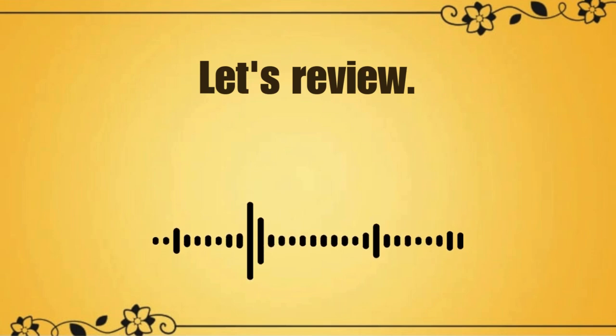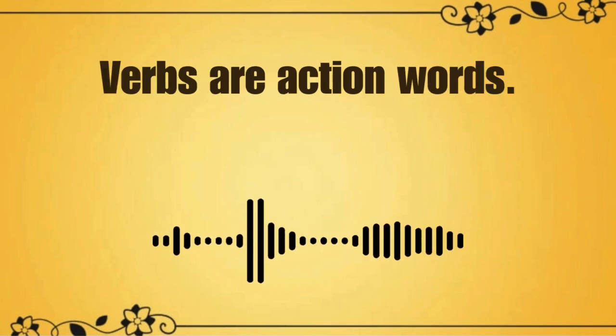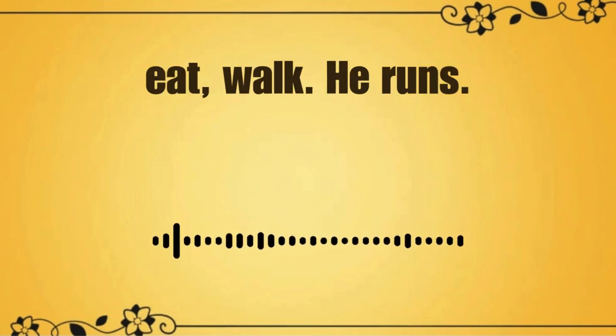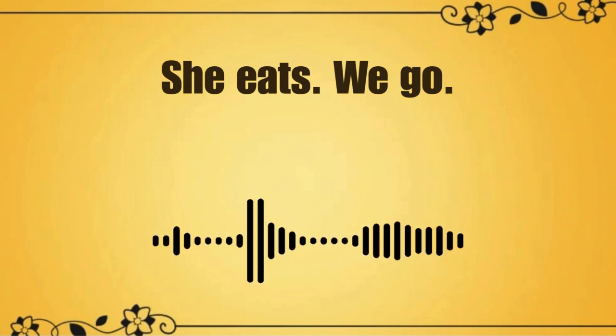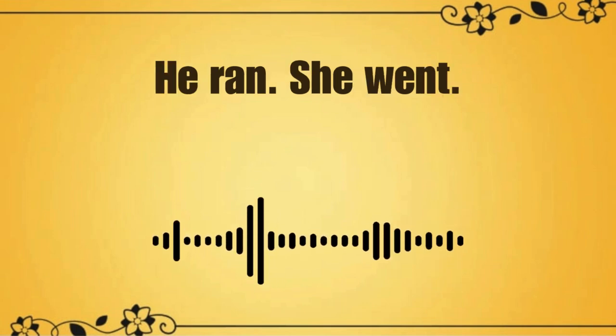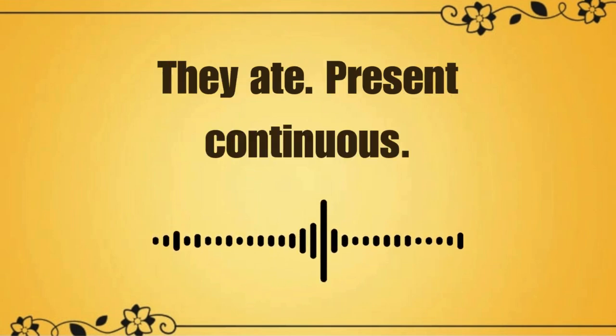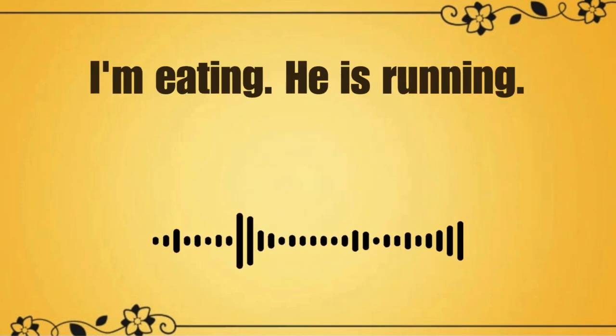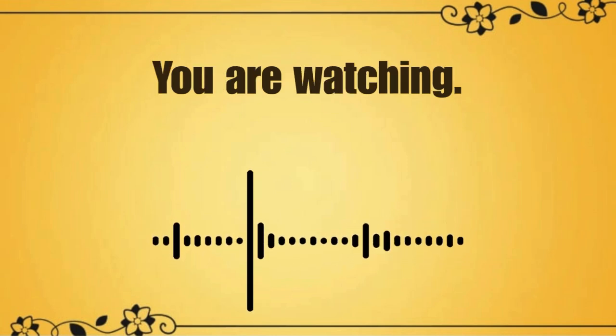Let's review. Verbs are action words: run, go, eat, walk. He runs. She eats. We go. Past tense: he ran. She went. They ate. Present continuous: I'm eating. He is running. You are watching.